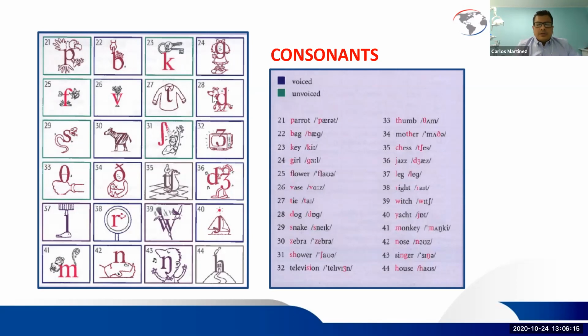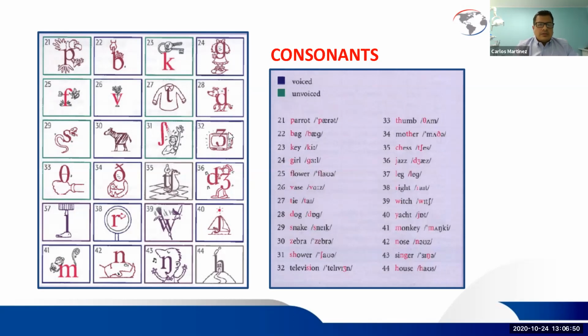Then we have number 23. It's unvoiced, so it's just air. So it's key. And then we have number 24, which is voiced, g. If I touch my throat, g, girl. Here we have the symbol g, girl. In the last class we talked about these symbols, and this is the long e, right? G, girl. Good.